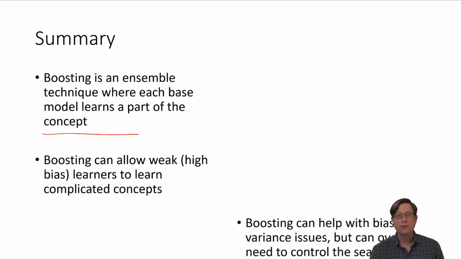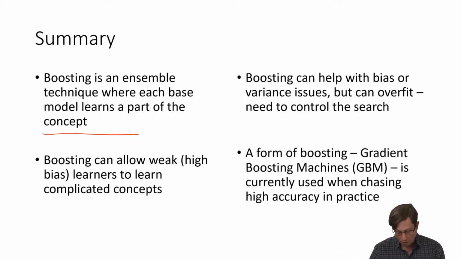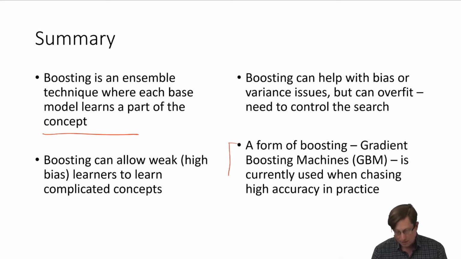Boosting can help with both bias and variance type issues, but it can overfit, so you need to control the search by using a holdout set, stopping when you clearly are starting to see overfitting according to that holdout set. And a form of boosting called gradient boosting machines is widely used in practice. I've heard about it last week. I even heard about variants beyond this. I mean, people are actively working on algorithms in this boosted trees space. They're getting better and better all the time. Something you should learn more about, something you should add to your toolkit.